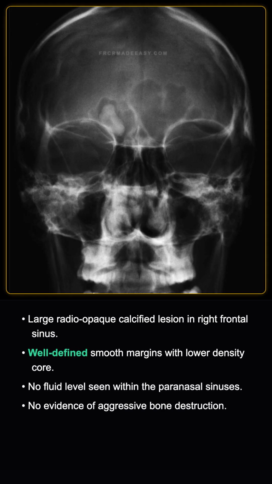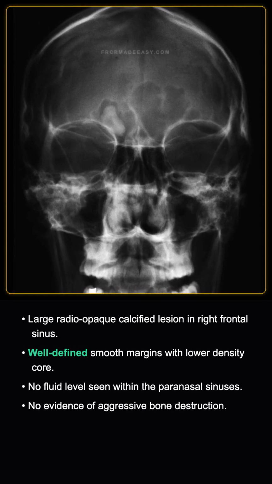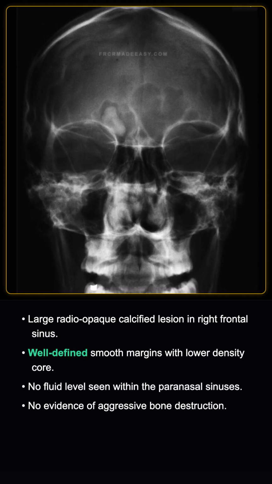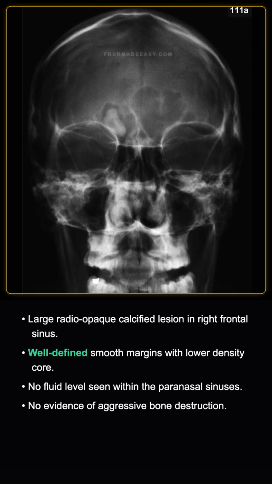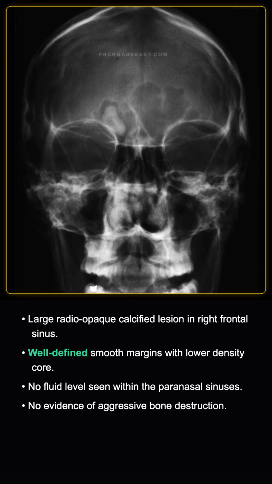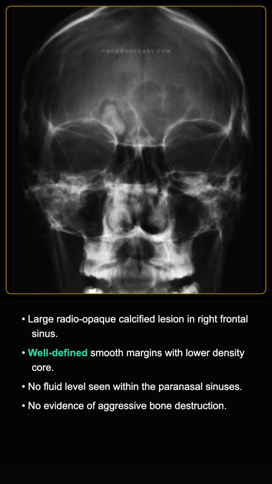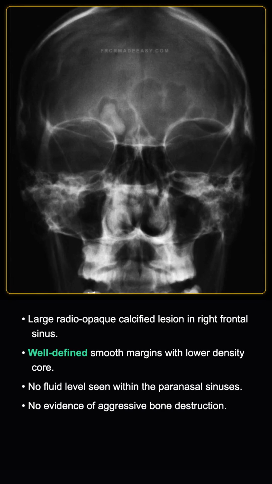Okay, assessing the provided imaging, the occipitomental radiograph shows a large, radio-opaque calcified lesion in the right frontal sinus. The lesion has very well-defined smooth margins and demonstrates a slightly lower density central zone. No air fluid levels or mucosal thickening are seen within the rest of the sinus. Importantly, there is no evidence of local aggressive bony destruction or cortical expansion on this projection.